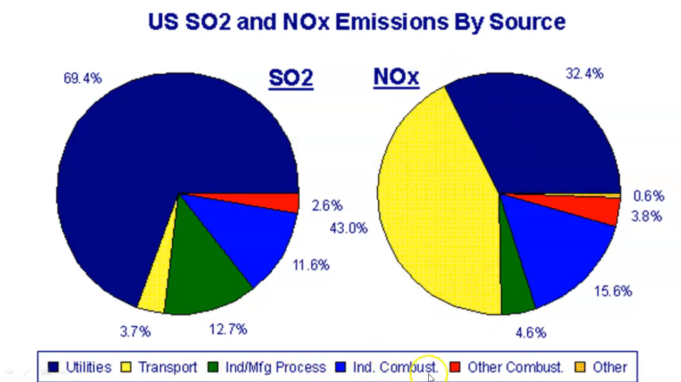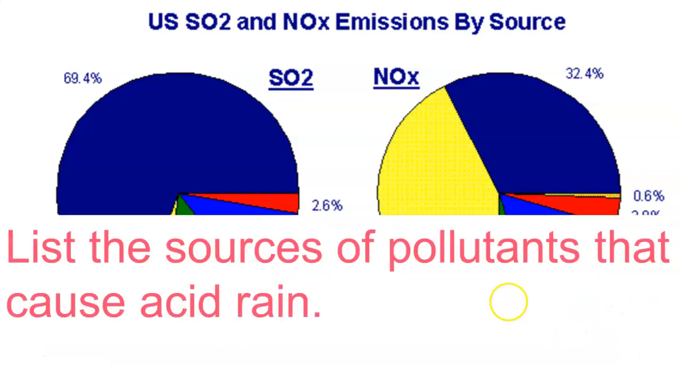You can pause the video if you want to and take a look at some of these other auxiliary sources of these two molecules in the atmosphere. We should make sure that we can list the main sources of the pollutants, sulfur dioxide and your NOx molecules, that cause acid rain. So let's take a look at some of the effects of acid rain.